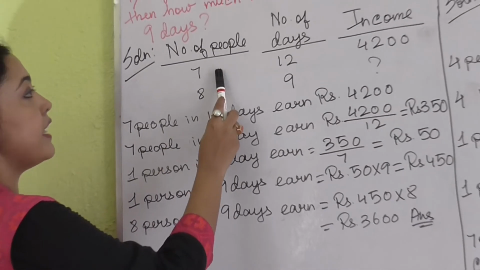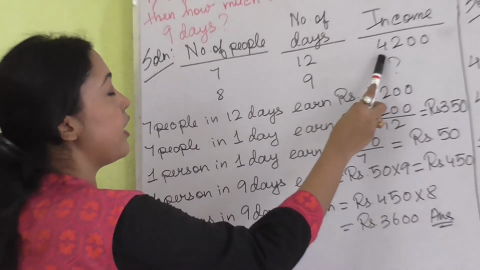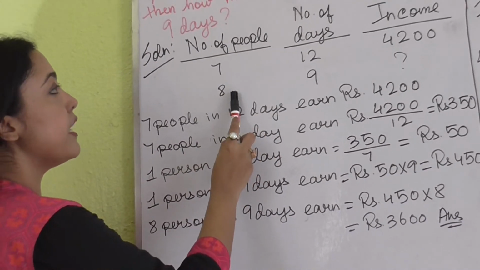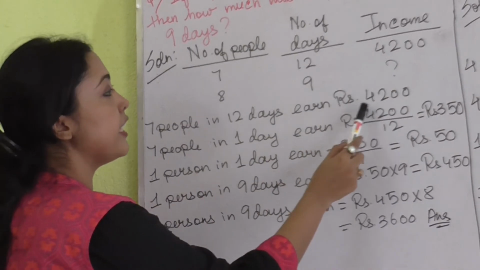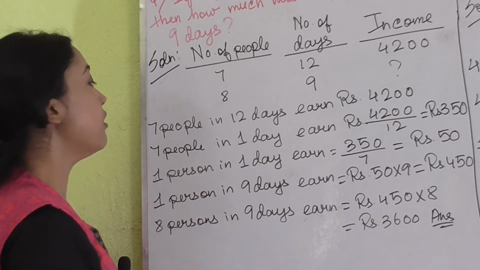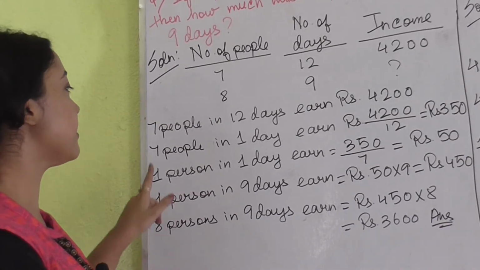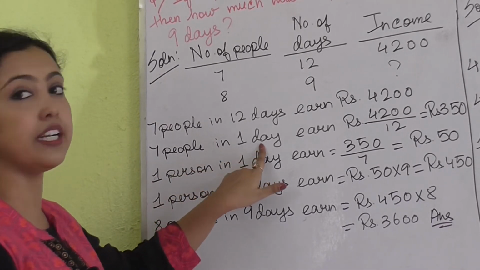So 7 people in 12 days earn 4200. How much will 8 people in 9 days earn? So 7 people in 12 days are earning rupees 4200. Now I have to find out how much 7 people will earn in 1 day.